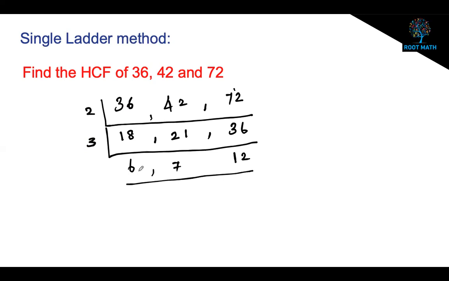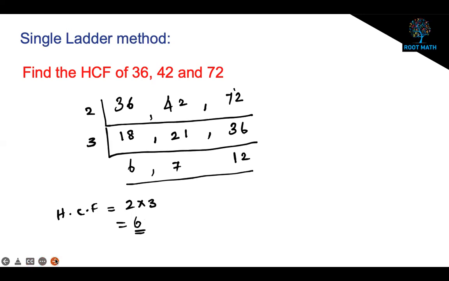So here 6, 7 and 12. 6 and 12 can be divisible by 2, but 7 can't be divisible by 2, which means that 6, 7 and 12, all three don't have any common factor. So we are stopping our division here. At this time, what are the divisors? 2 and 3. Multiply 2 and 3, which is equal to 6. 6 is the HCF of 36, 42 and 72.